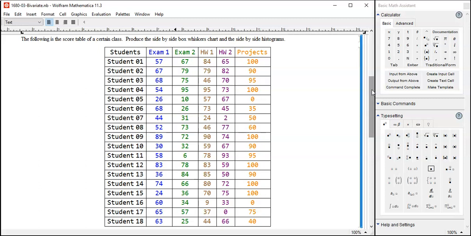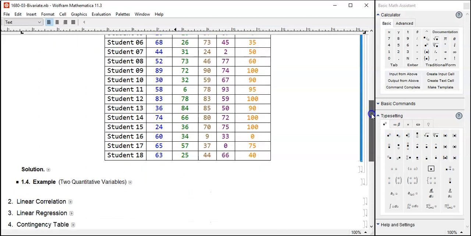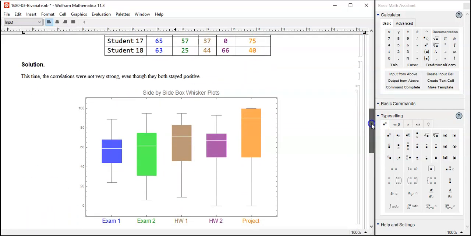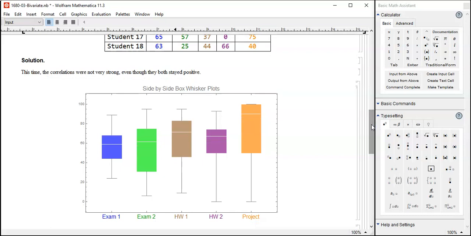Usually the best possible way is just consider all those different categories, different names as completely separate variables, and then do the single variate descriptive statistics for each category and put those together. Here's an example. A side-by-side box whisker plot.